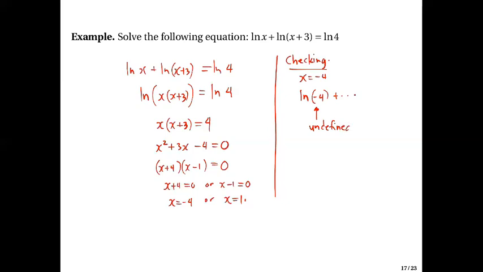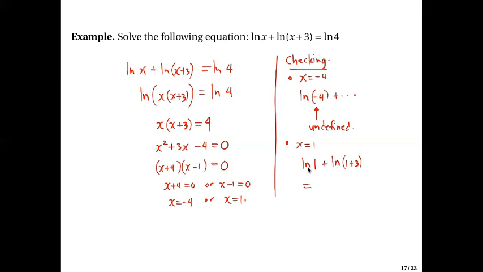So x equals minus 4 is not a solution. Okay? x equals minus 4 is not a solution. For the other guy, you have x equals 1, ln of 1 plus ln of 1 plus 3. This is equal to ln of 1, that's 0. Remember that property. The logarithm of 1 with any base, that's equal to 0.